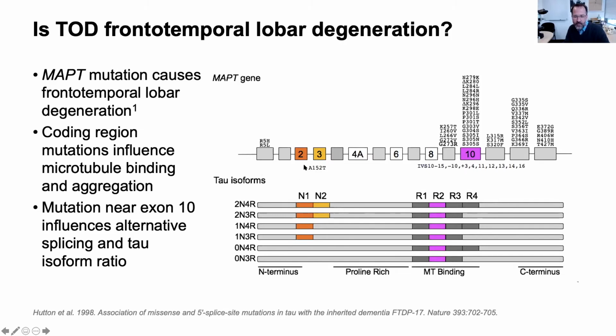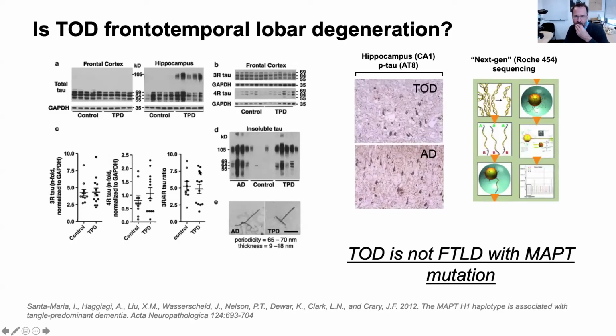There are also alternatively spliced exons in the N terminus. Some of the mutations influence the splicing of exon 10, and some of them have amino acid changes that change the function of the protein. Of these mutations that change amino acids, some influence the binding of tau to microtubules, and some cause the protein to be more likely to aggregate. The other mutations that are near exon 10 change the ratio of the different numbers of microtubule binding domain repeats. So we did next-gen sequencing.